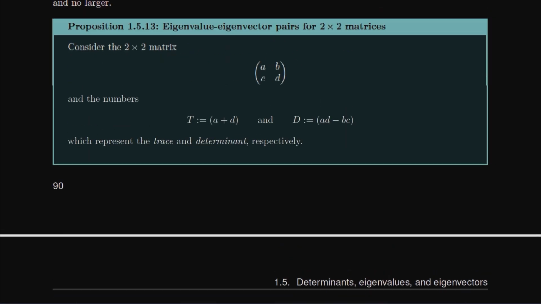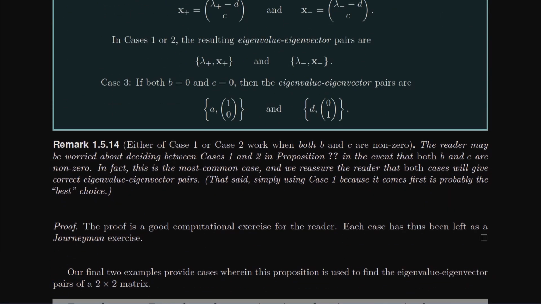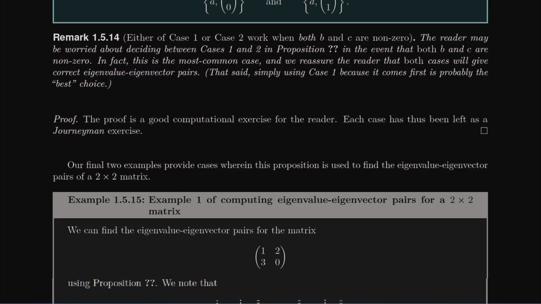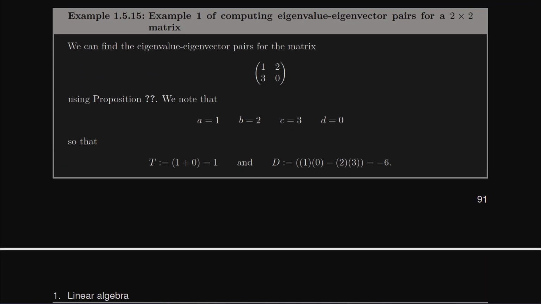It's maybe a fairly chunky proposition, but really not too hard to implement, very plug and chug when you want to do it. Let's just look at one example of computing the eigenvalue-eigenvector pair for a 2 by 2 matrix. We can find the eigenvalue-eigenvector pairs for this matrix 1, 2, 3, 0 by choosing a, b, c, and d out of it. We immediately recognize that both b and c are non-zero, so we could have used either case 1 or 2. They're going to give the equivalent result. If we want to compute the trace, remember the trace is the sum of a and d, so the trace is 1. And then the determinant is, of course, a times d minus b times c, so that'll be 0 minus 6. It'll be negative 6 for the determinant.